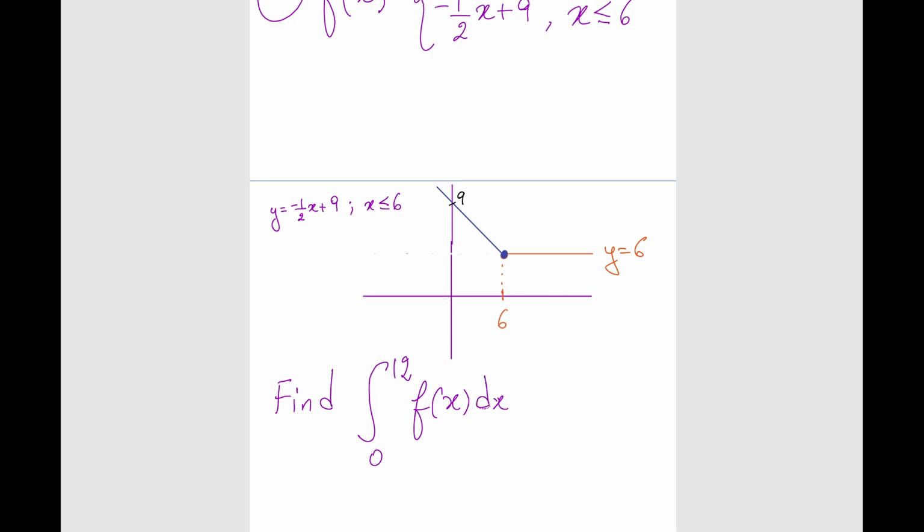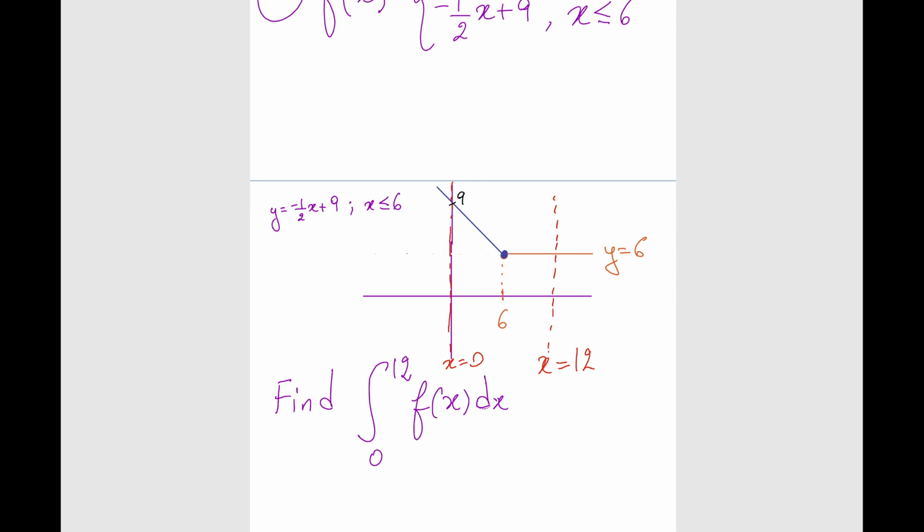Okay. Pictorially, what are they talking about? They're talking about this function f of x, or the area bounded by this function. Since the function is non-negative, the area is above the x-axis, and bounded by the line y equals 0, and the line x equals 12. Did I say y equals 12? I meant x equals 12.